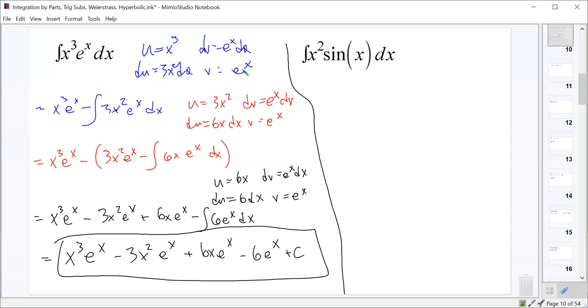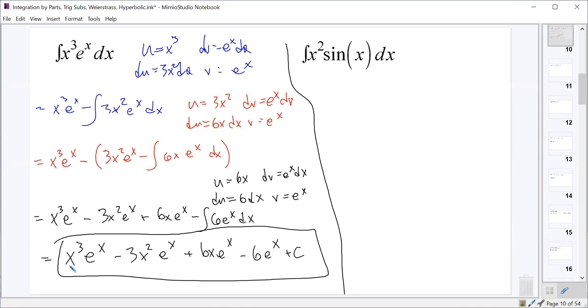Then we had switched back to a positive sign, and we had the next derivative and the next integral, again, e to the x. Then we switched signs again and went to the next derivative and the next integral until we got down to just a constant times our original dv. Everybody see that?